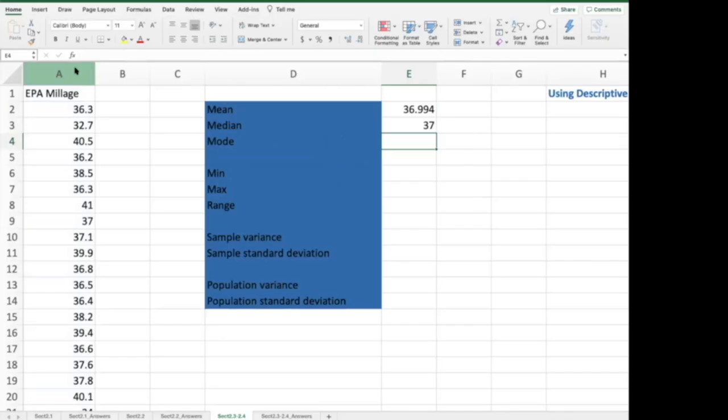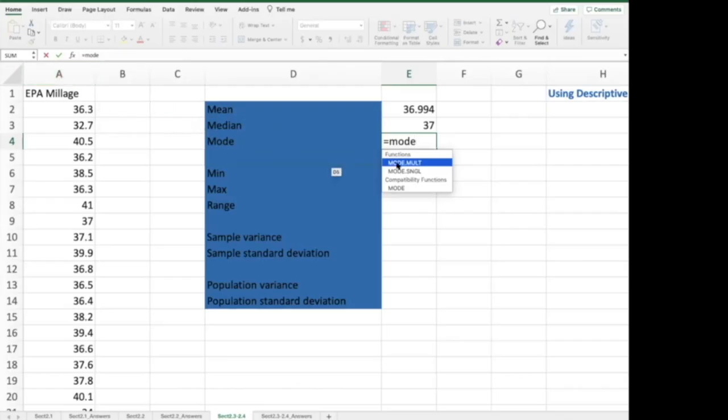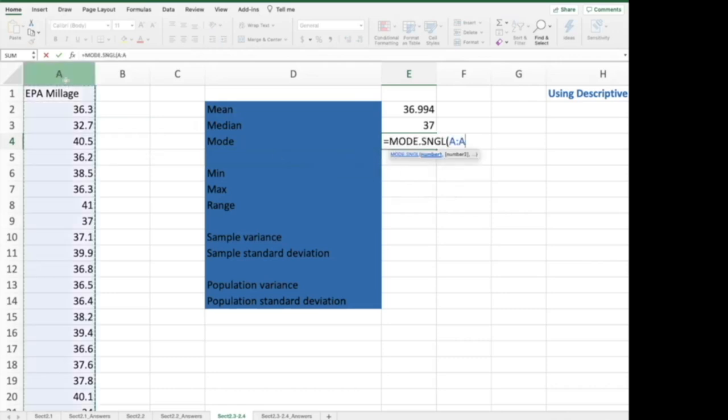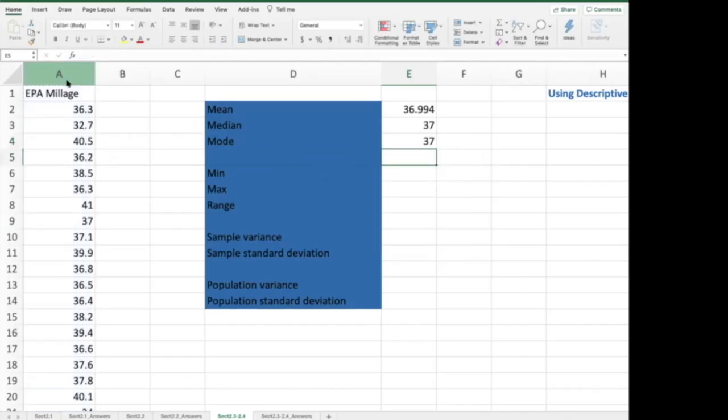Okay, to find the mode, you have MODE dot. As you can see, you have MODE.MULT, M-U-L-T, which is for multiple modes, and MODE.SNGL, single. You can use single. If you don't have a mode, it will not give you any result actually. We'll choose single, and then the data, enter. So it's 37 as well.